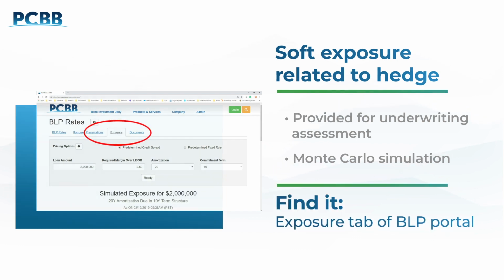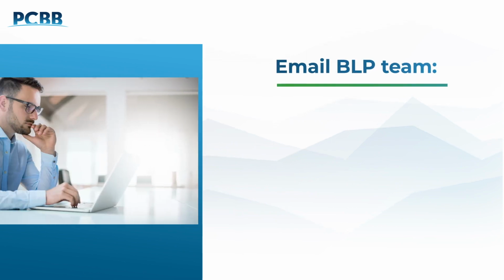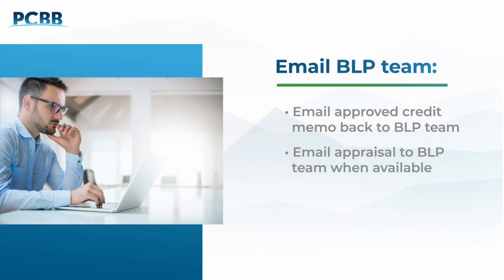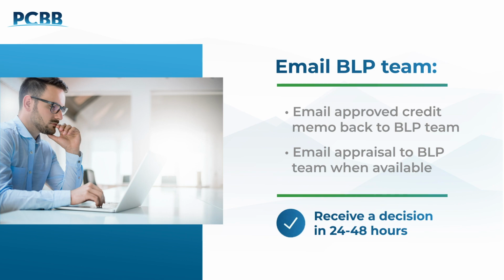tab called Exposure. Once your institution is given underwriting approval, you'll email the approved credit memo back to our BLP team for hedge approval. Once the appraisal is available, you should also send that to our BLP team. Note that sending the appraisal at a later time than the credit memo will not delay the approval. You'll receive a decision from us within 24 to 48 hours.